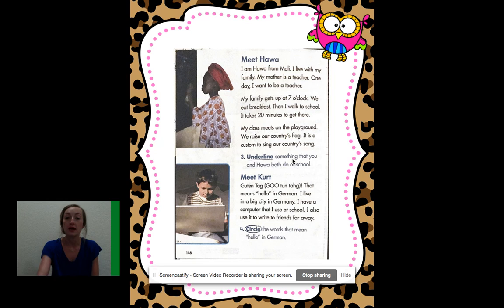If you'll look in between the little smiley face looking things, those are called parentheses. If you'll look in the parentheses, it tells you how to pronounce that big fancy German word.